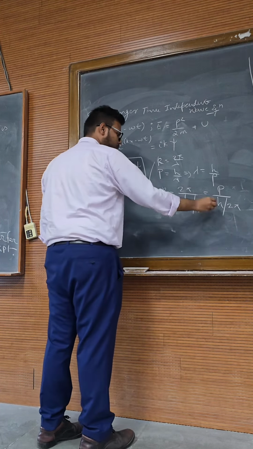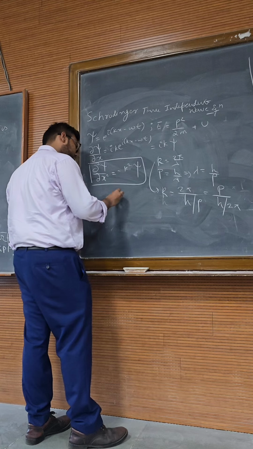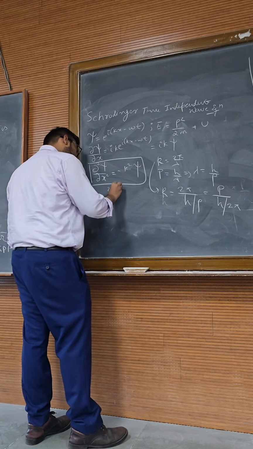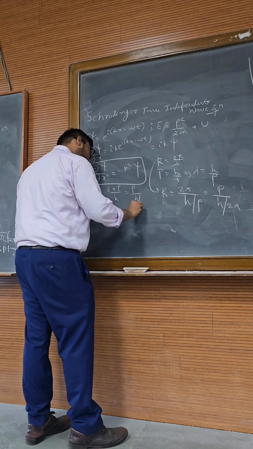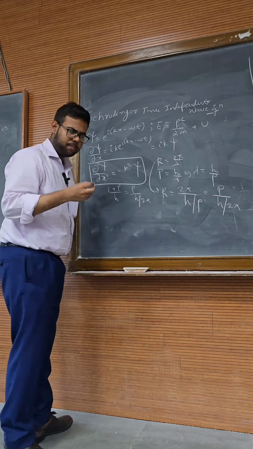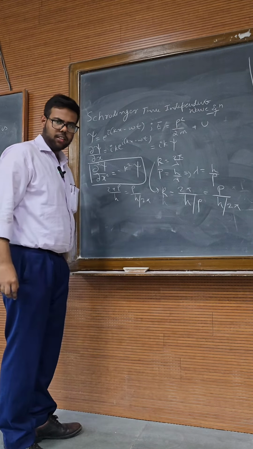I hope you understand how it came. Basically, 2 pi p by h is equal to p upon h by 2 pi, right? I hope you understand. Okay, so it will come just in the numerator.